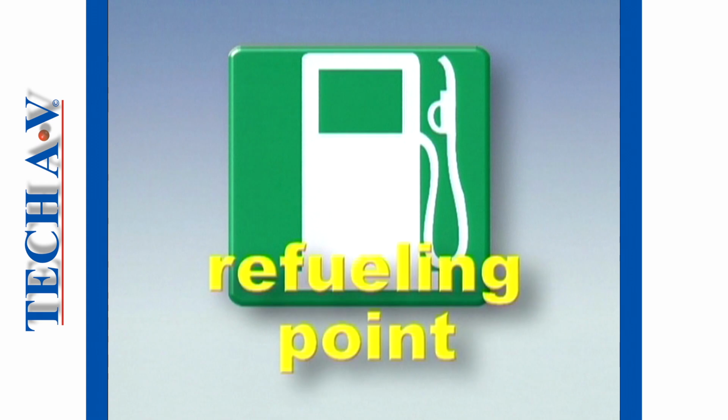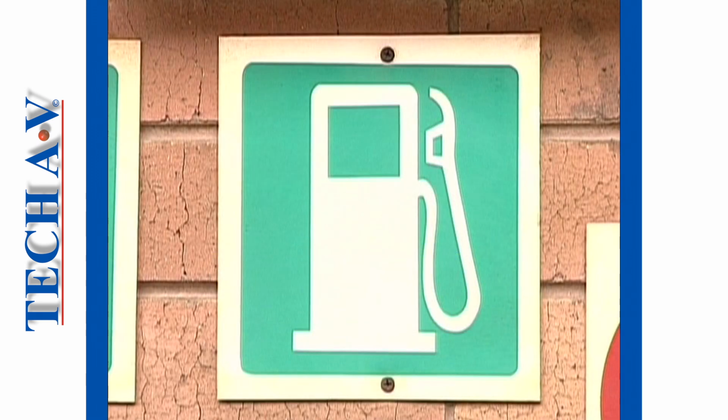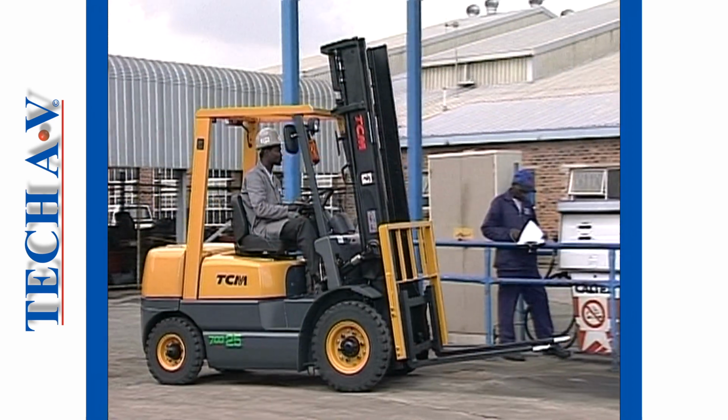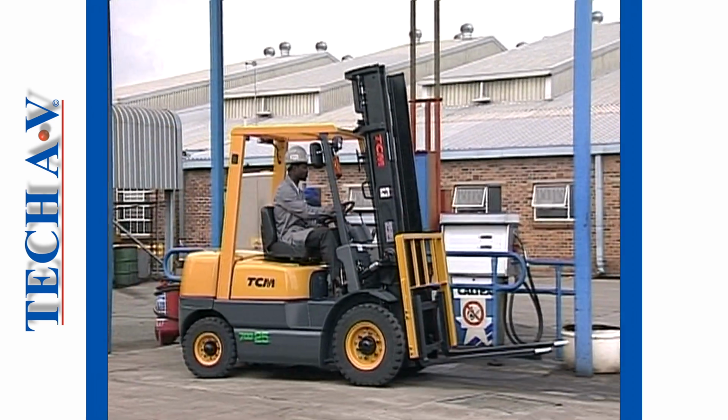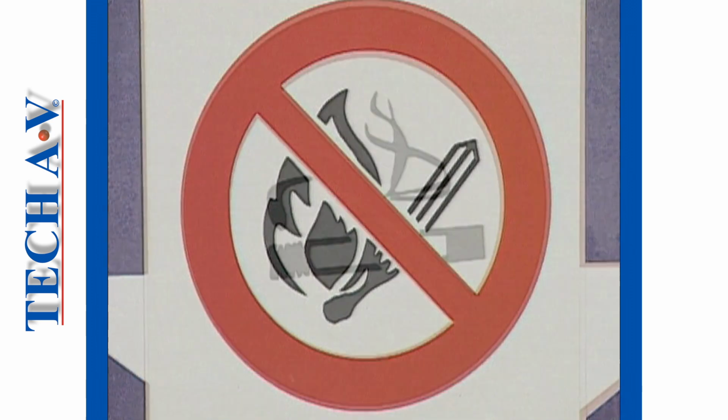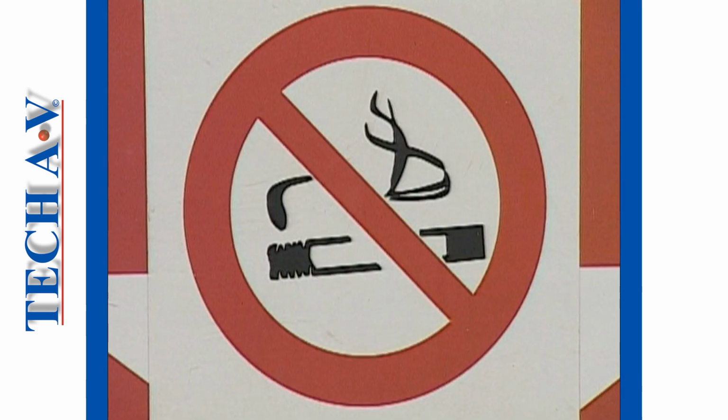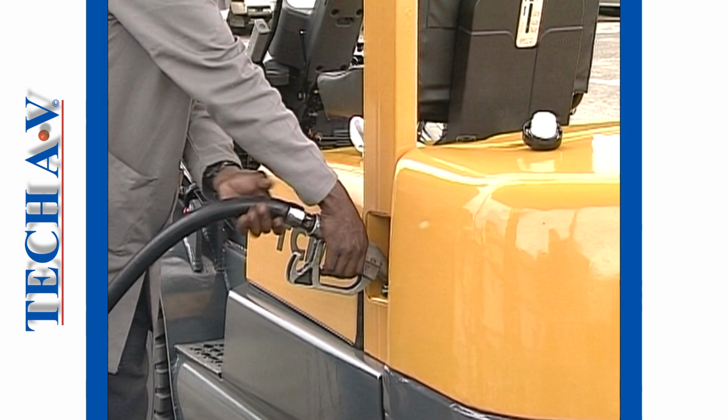The refueling point sign. This sign can be found near any petrol or diesel refueling point. No naked flame or smoking is allowed near these areas, as petrol and diesel are flammable substances.